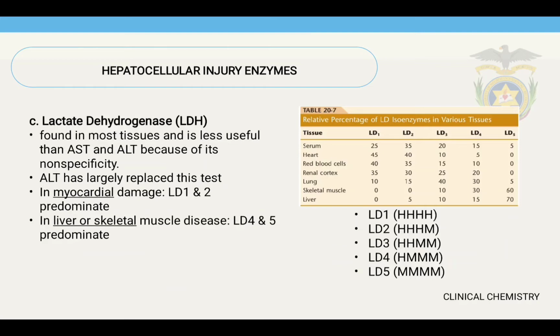The table on your right shows a summary of the different LD isoenzymes, and just below that is the specific composition of those isoenzymes. Your LD1 is most commonly found in your heart. Your LD2 is found again in your heart as well. That's why they're both elevated in myocardial damage. LD3 is found mainly in your lungs. LD4 has its highest concentration in your lung and skeletal muscle. And then your LD5 is in liver and skeletal muscle.